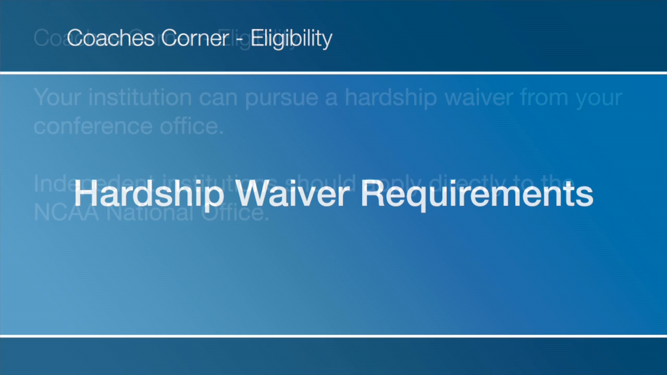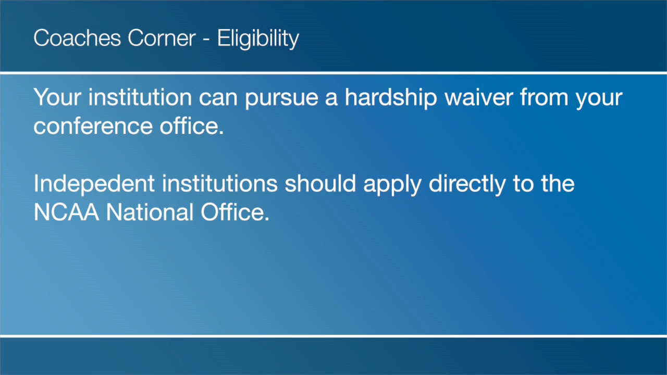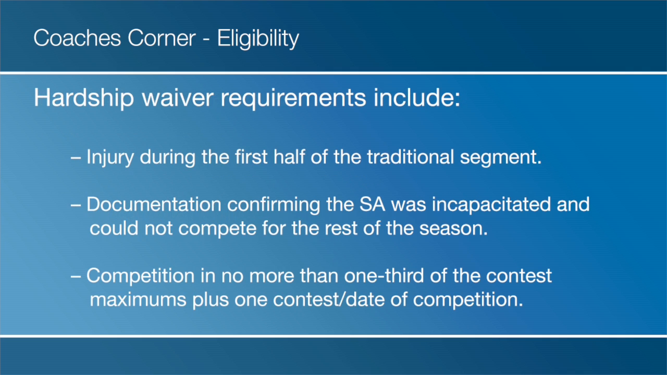Now let's review the hardship waiver requirements that were mentioned earlier in this segment. If you have a student athlete who's injured and qualifies to get a season of participation back, you may be able to get a hardship waiver from your conference, or if you're an independent institution, from the NCAA National Office. There are 3 requirements that must be met before a student can receive a hardship waiver, and all 3 must be met. First, the student must have been injured during the first half of the traditional segment of the season.